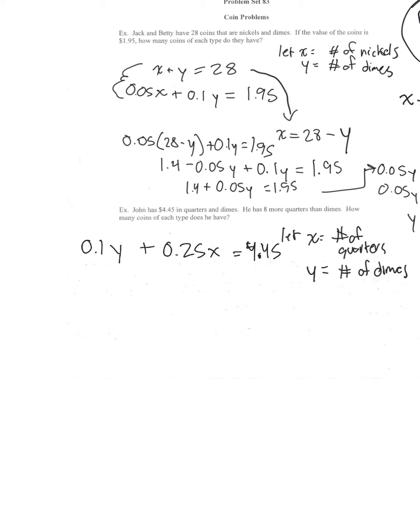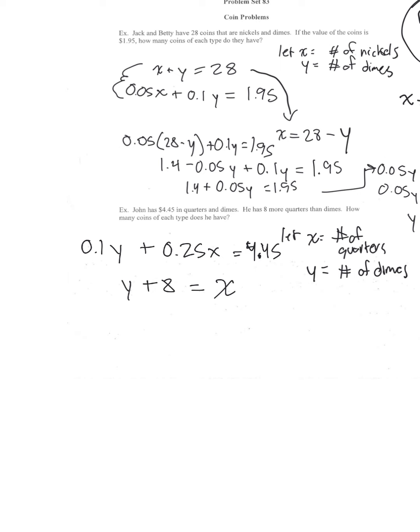Okay, 8 more quarters than dimes. So however many dimes we have, when we add 8 to that, that will equal the number of quarters. That will equal x, like so. Right? 8 more quarters than dimes. So we know there'll be more quarters.